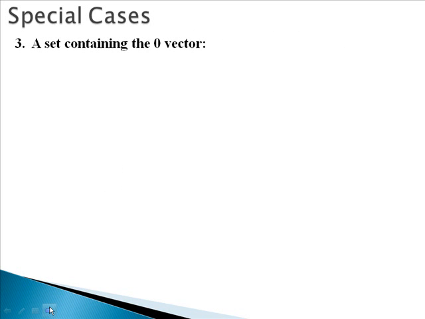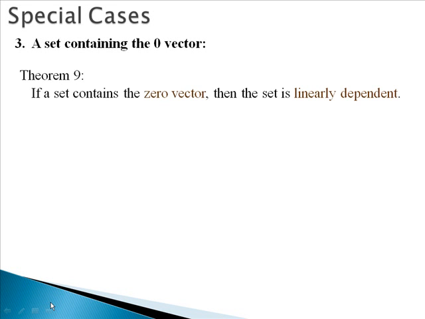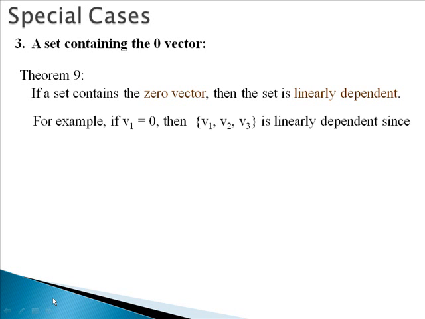My third special case is a set containing the zero vector. So it may contain other vectors, but it has also the zero vector in it. To talk about this one, we're going to look at Theorem 9. If a set contains the zero vector, then the set is linearly dependent. So based on this theorem, if you have a set of vectors and the zero vector is in there, then you know it's linearly dependent.